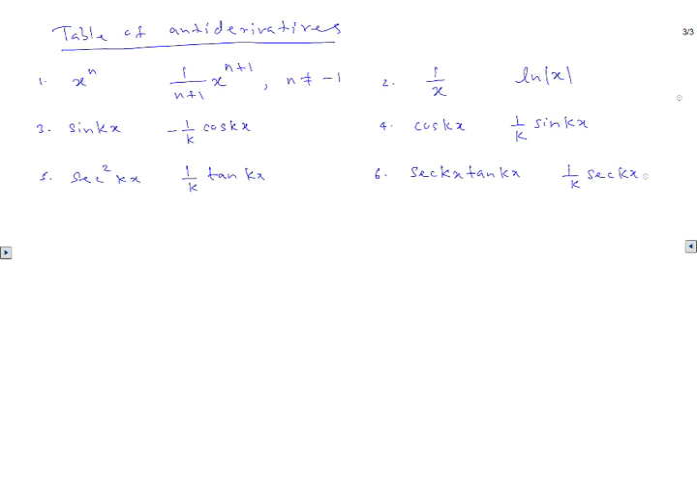Again, this is not the full list. This is just some common ones. And then we also have number 7, e to the kx. The antiderivative of e to the kx is 1 over k e to the kx.